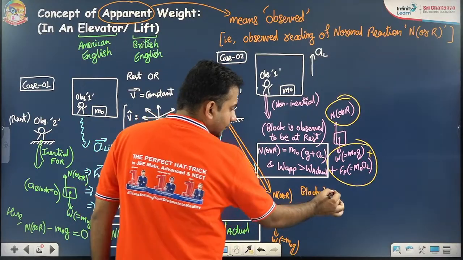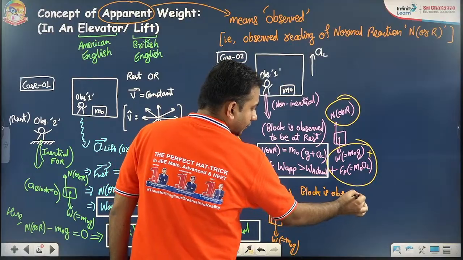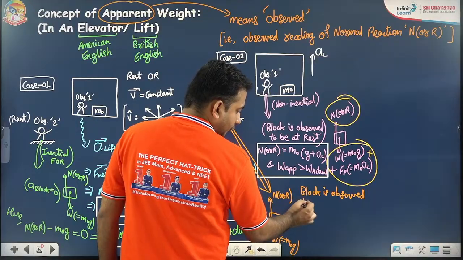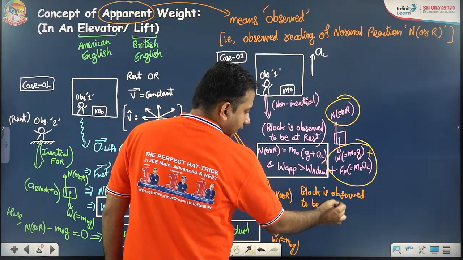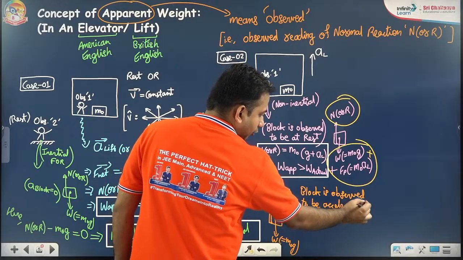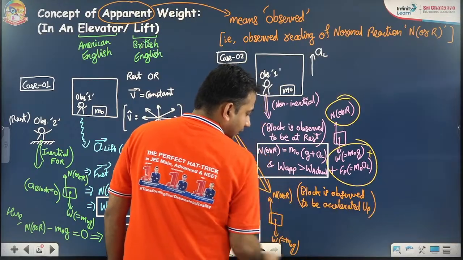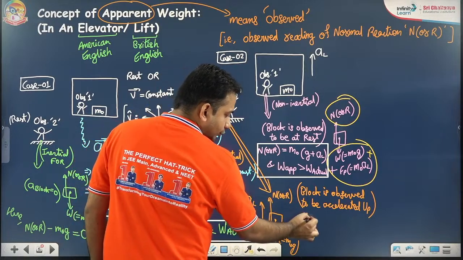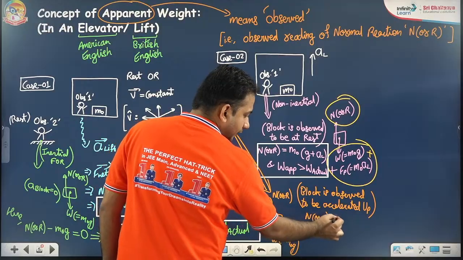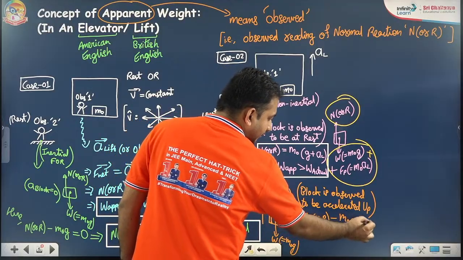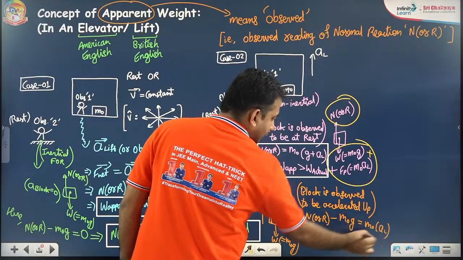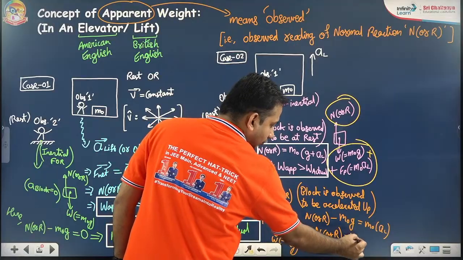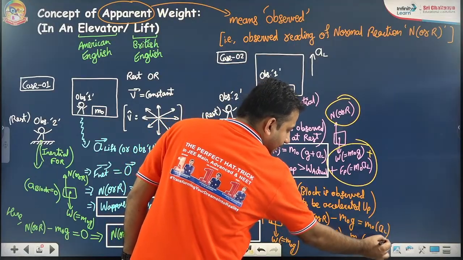If the block is observed to be accelerated upwards, with this as its acceleration AL, you will say bigger minus smaller: N or R minus m naught g will be equal to m naught into AL. Okay, this implies N or R, again what you are going to get here, that is m naught g plus AL.